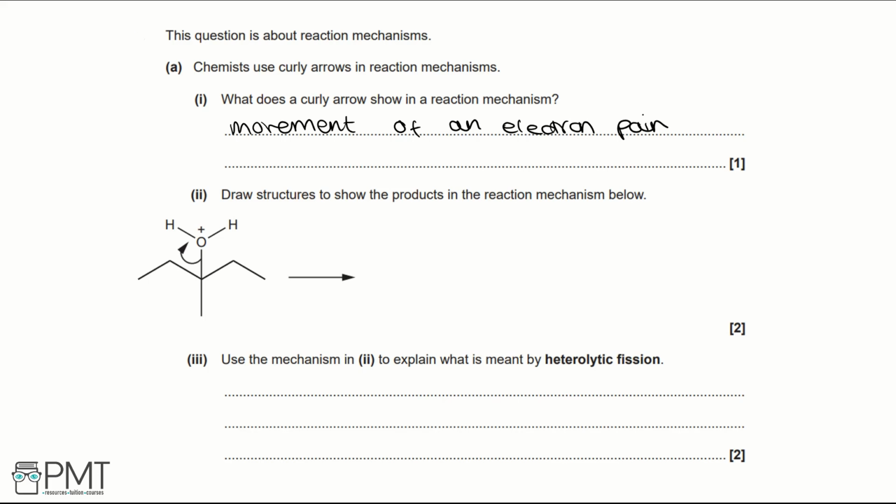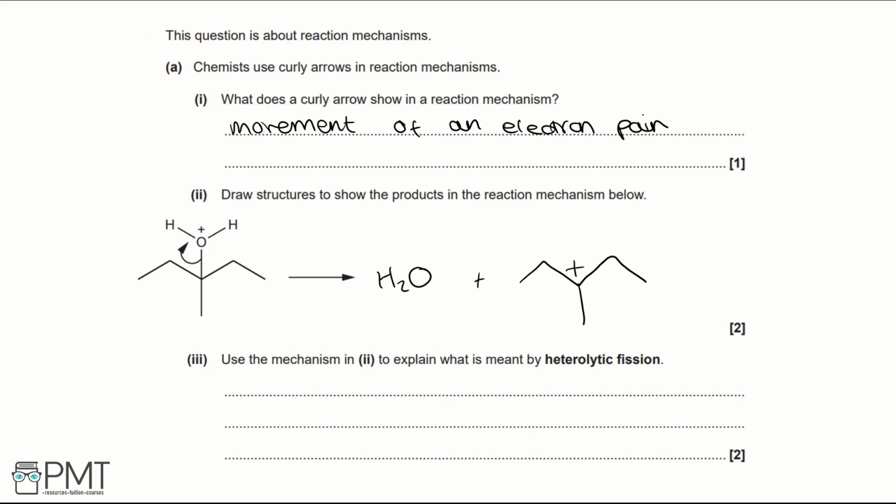Part 2. Draw structures to show the products in the reaction mechanism below. So this reaction mechanism, we're going to produce H2O or water, and then that would leave us with the structure with a positive charge where we have our H2O. So to get the marks for this question, you get a mark for having the correct carbon skeleton and a mark for having the positive charge on the correct place on the carbon skeleton.